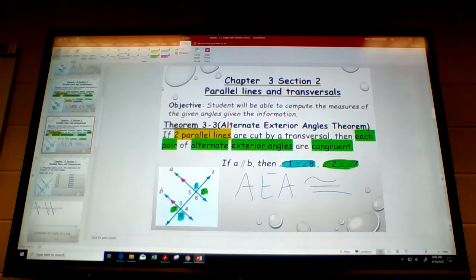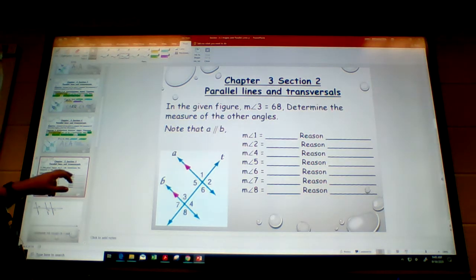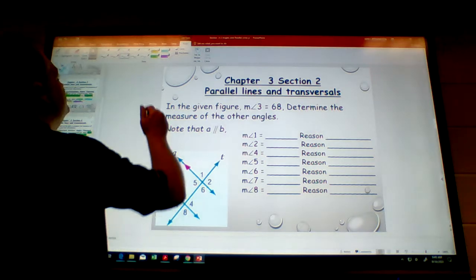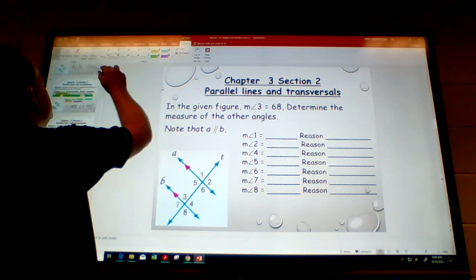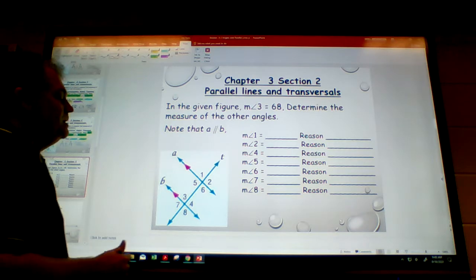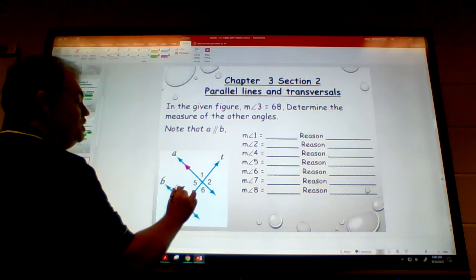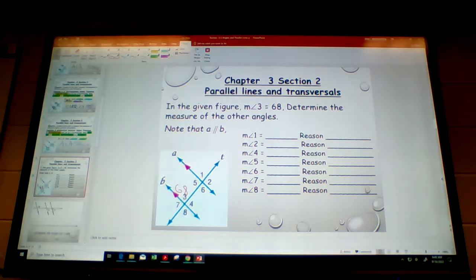All right. Now, let's look at our example. Here's what you're given. This is kind of a logic problem. I love working these things, but here's what we know. We know that angle 3 has a measure of 68. That's all we know. It's 68 degrees.